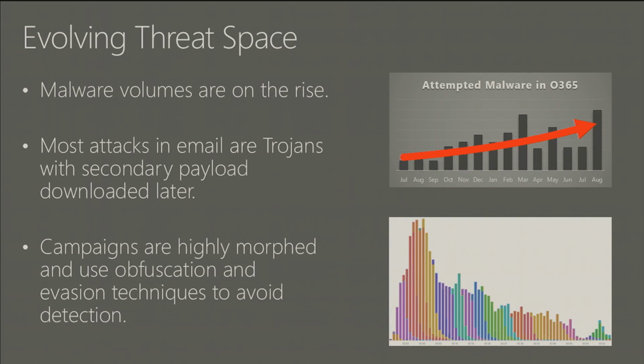So this shows an actual Locky campaign that hit O365. And each one of those different colors is a different variant of malware. And this is actually a fairly mild case. We see a bunch where you'll have 10 or 15 different variants coming out simultaneously and thousands of different variants over the life of the campaign.